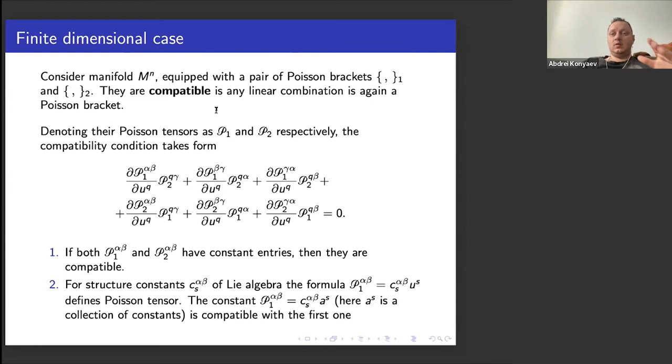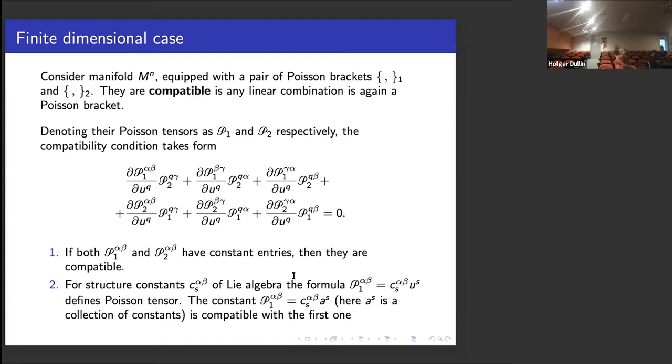Okay, finite dimensional setup. You have a manifold, you have two compatible brackets. Compatible means you add them up with any coefficient, you get a Poisson bracket. The compatibility condition is the following system of PDEs. You see, you have three indices. The result is actually skew symmetric. It's this Schouten bracket, whatever, but this is the condition. Okay, the two simplest examples. One, both of these brackets are constant. They are of course compatible because you see here there is a derivative. Then a non-trivial example, the only one we will use and the only one we need: you can take one Poisson bracket and construct it using the structure constants of a Lie algebra.